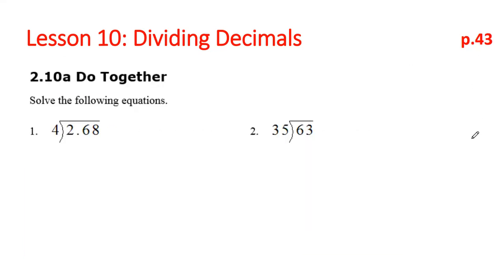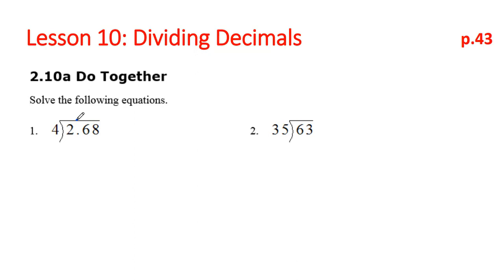Our first style of division is where we have a whole number divisor dividing into a decimal, or maybe even into another whole number where we're going to create a decimal. So for number 1, we're going to divide 2.68 into 4 pieces. Because we have a decimal in our dividend, we're going to put that decimal location in our quotient. But when we're doing the division, we don't need to look at the decimal at all. In fact, we can ignore it.